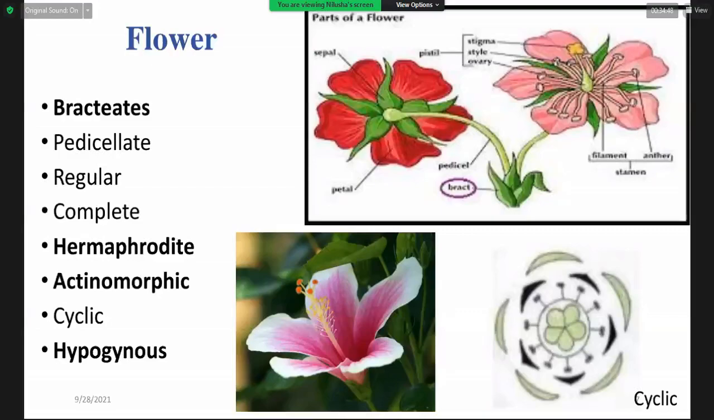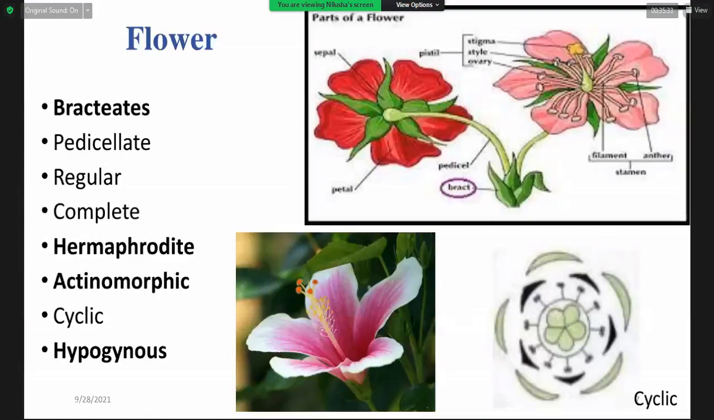Next character is the pedicellate. What is pedicellate? Can anyone? Flowers with pedicel. The flower is attached to the branch with a stalk or pedicel, so we call it a pedicellate flower. Next character is the regular. Regular means the petals and sepals are similar in shape and size, and they are arranged around the center, so we call it a regular flower.